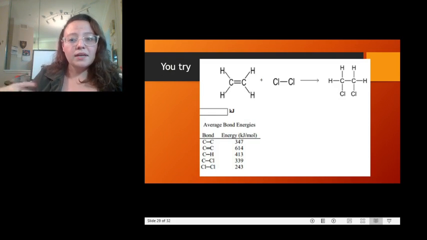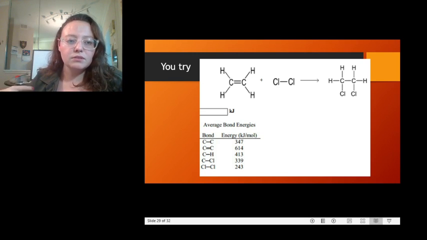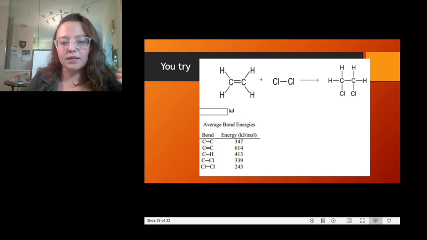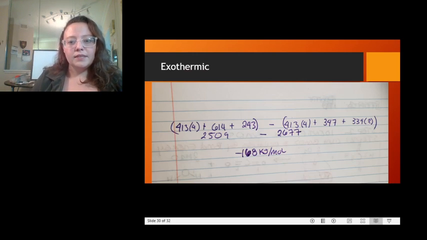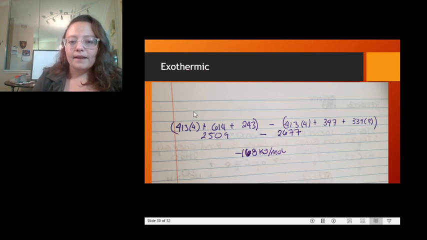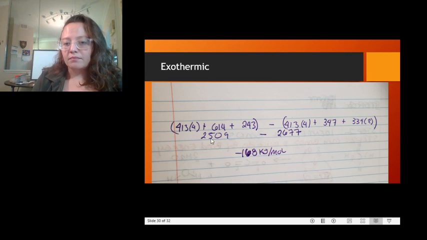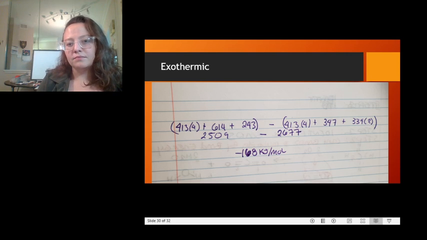So you try the next one. Pause the video, count up all your bonds, find the bond energies, add and then subtract, and then I'll see if your work matches my work. So I got negative 168 kilojoules per mole. I have my bond energies, my number of bonds. Subtract the 2, I got negative 168 kilojoules per mole. So that'd be an exothermic reaction.